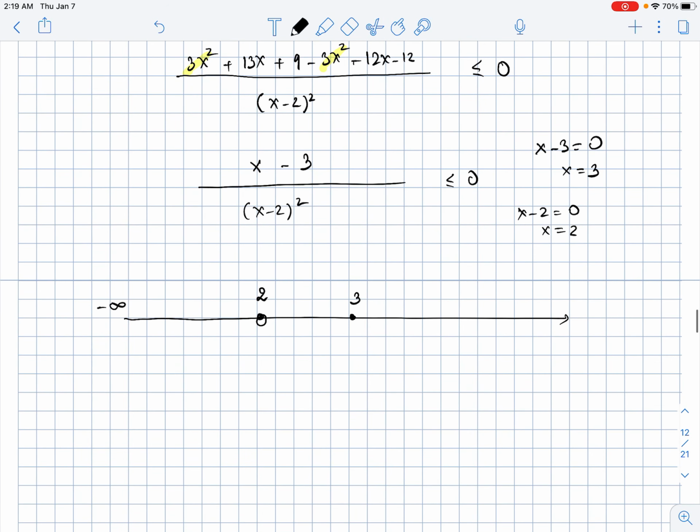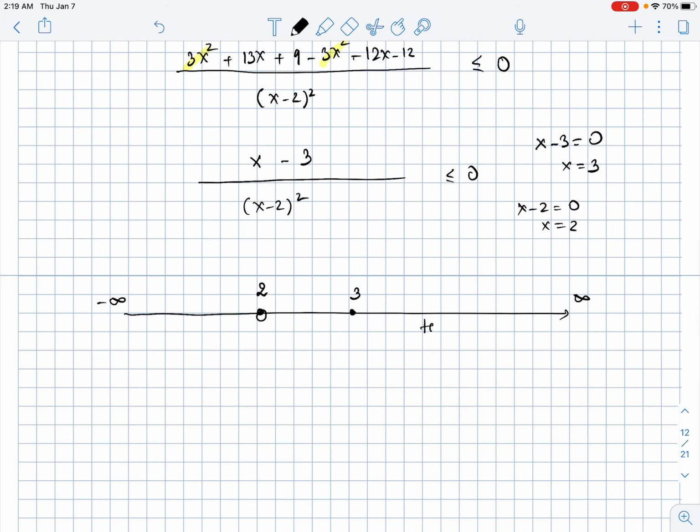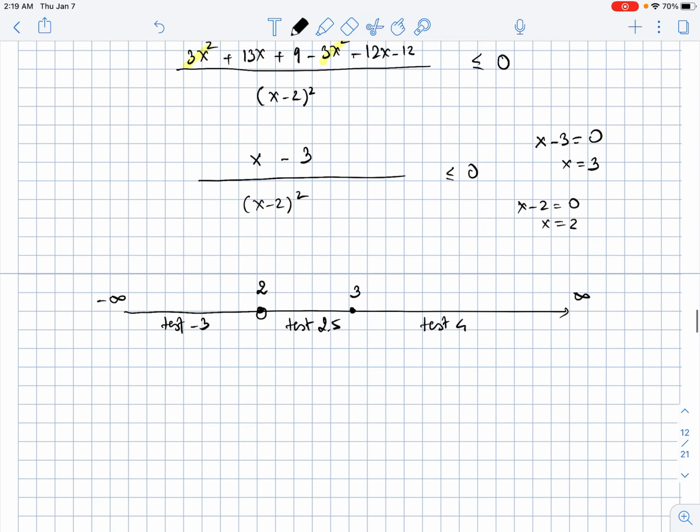Now we will test points in the intervals. The point will tell us whether the graph is above or below the x-axis. So right here, I will test 4. Right here, I will test 2.5, and I will test negative 3. What you need to do is input the 4 into x minus 3 divided by x minus 2 squared. So 4 minus 3, and then 4 minus 2 squared.